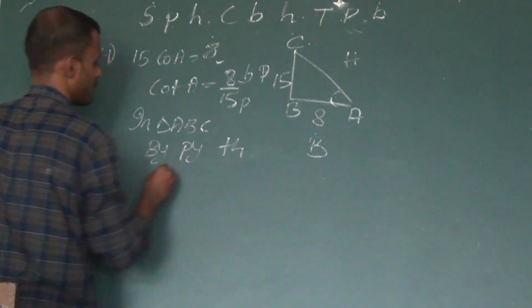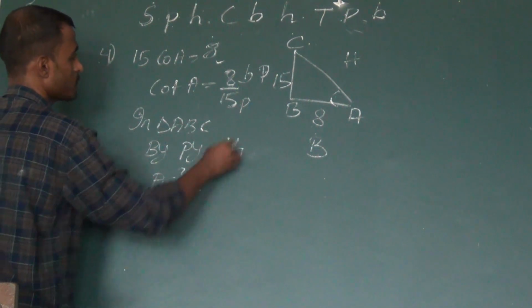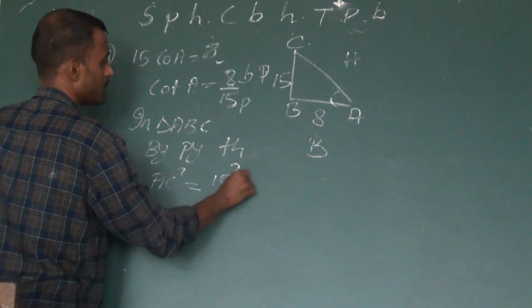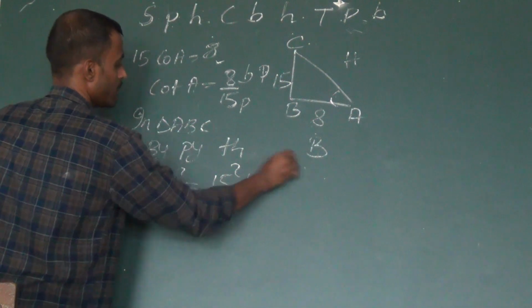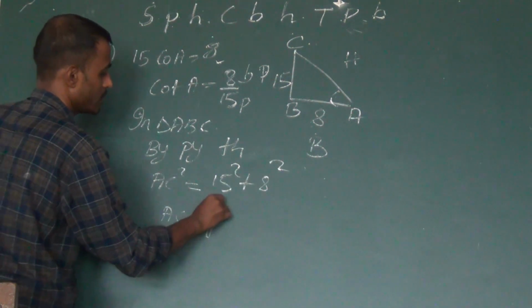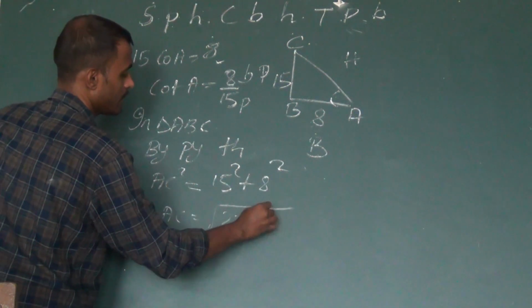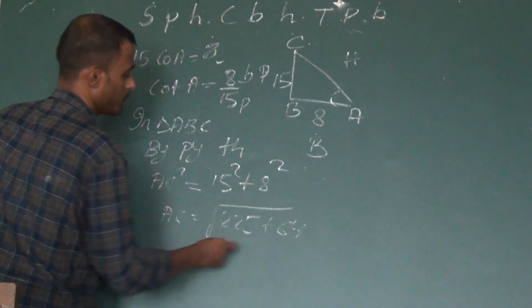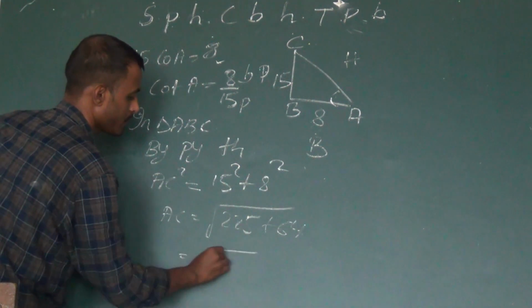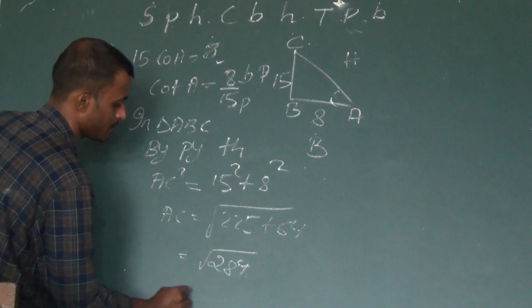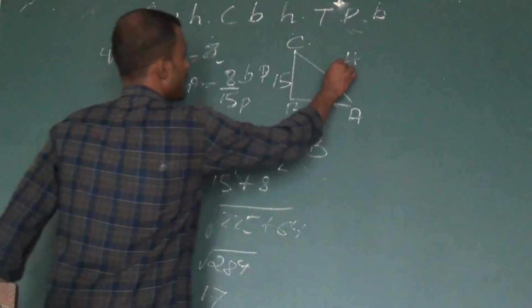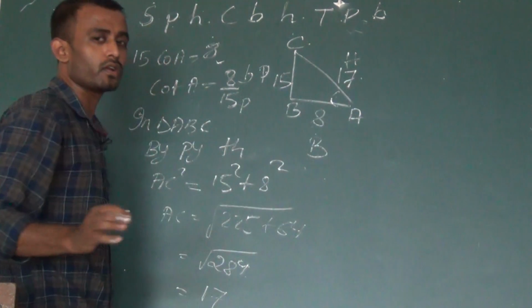Hypotenuse square, AC square. AC square is equal to opposite, how much is given? 15 square. Plus base square, how much is given? 8 square. So AC equals the square root of 15 square, which is 225, plus 8 square, which is 64. If you add, you get 289. The square root of 289 is how much? 17. Okay.